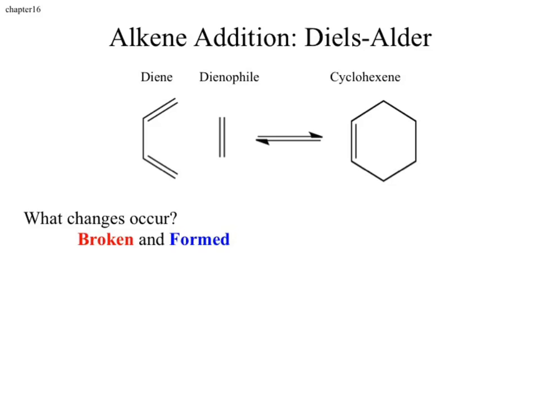Yes? So that means we have the LUMO of the diene, okay, and interact with the HOMO of the Dienophile? That is one possible interaction, yes. Or these two? Or the HOMO of the diene and the LUMO of the Dienophile.